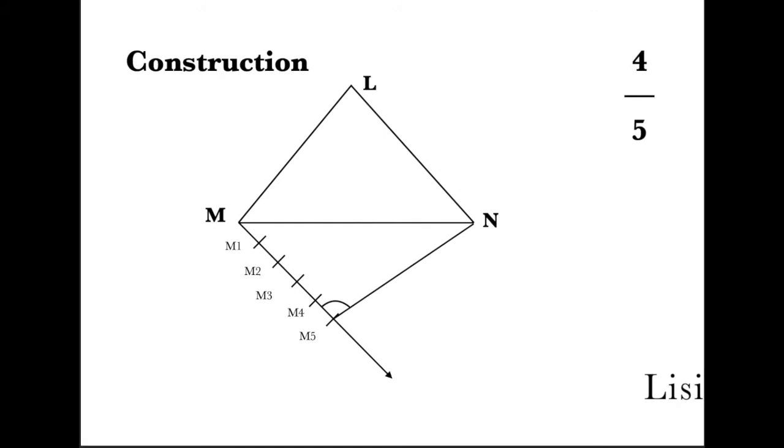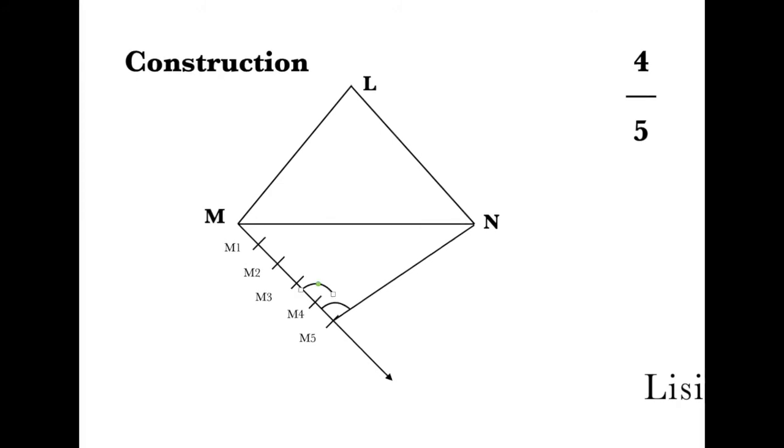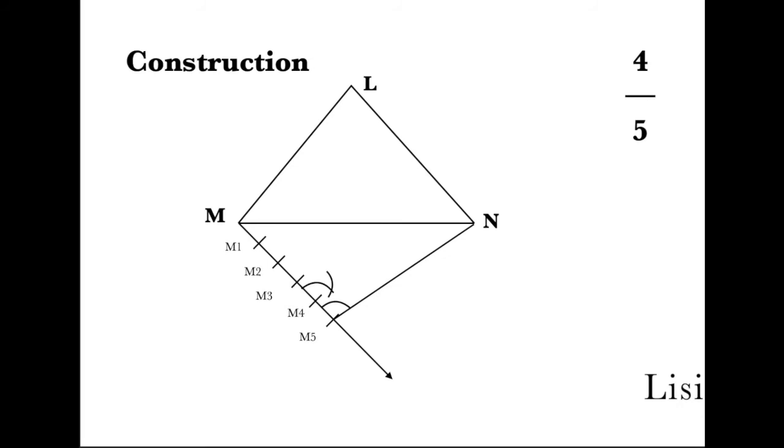And with the same measurement, you have to move to M4, because the numerator you are having is 4, isn't it? So place it at M4, cut an arc with the same measurement, and now you measure the arc of M5 and place the compass there and cut here. So join this and extend it off. It will meet MN at N dash.